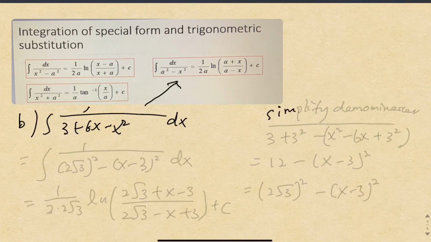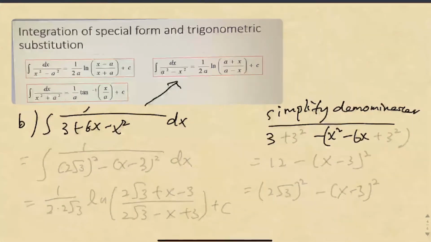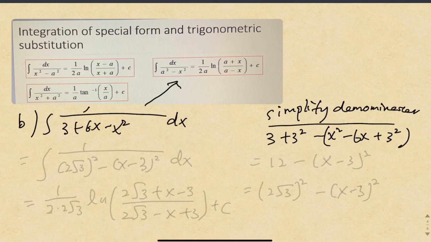Okay, now we simplify the denominator. Same thing, we make it the first part here, and the second part be x squared minus 6x. So for the second part, in order to straight away factorize it, we know that we can add half of the coefficient squared. Half of 6 is 3 squared. So the second part we actually minus 3 squared. So the first part we also have to plus 3 squared back. So we have to add 3 squared back in order not to change the value of it.